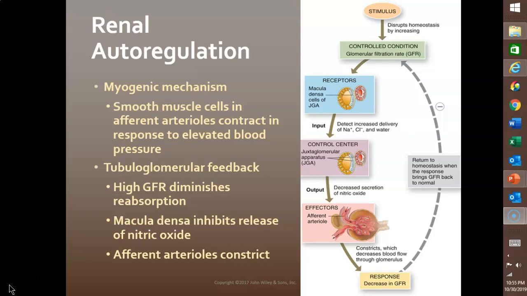Now, nitric oxide is a vasodilator. So the afferent arterioles constrict when nitric oxide declines. Remember, nitric oxide causes vasodilation. So with no nitric oxide, the afferent arterioles are going to be able to constrict rather than dilate, and this results in less blood flow into the glomerular capillaries, and GFR decreases.